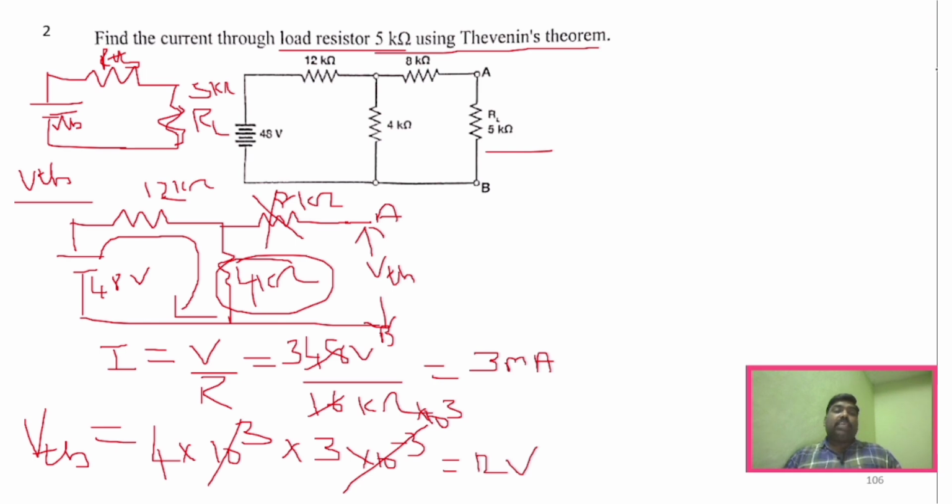And what is the next step we need to find out? We need to find out RTH. How will I find out RTH? For finding out RTH, the first step you have to do is remove the RL and also remove the source. Removing the source in the sense, if it is a voltage source, we will short circuit it, right? And so the circuit will become like this.